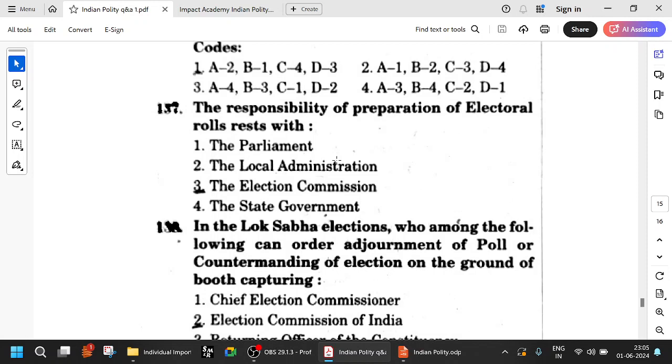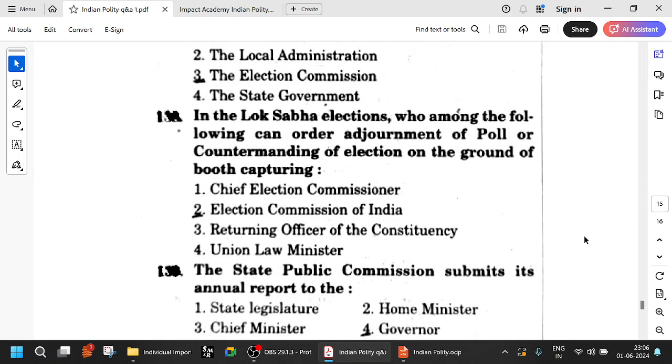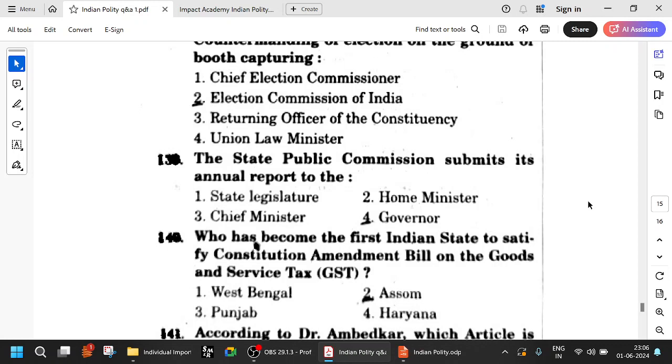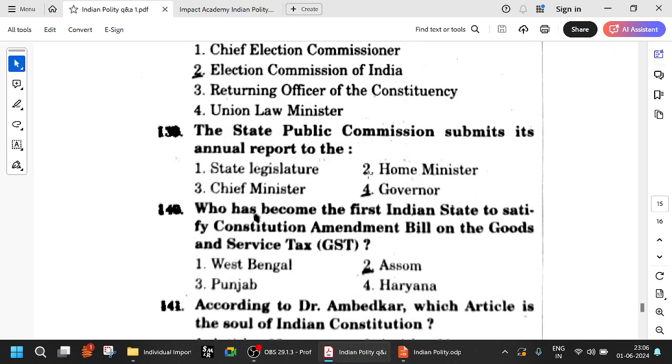So the responsibility of preparation of electoral roll rests with the election commission. Okay, not parliament or state government or local administration. Preparation of electoral rolls rests with the election commission. So in the Lok Sabha elections, who among the following can order adjournment of poll or countermanding of election on the ground of booth capturing? So obviously again election commission. Anything related to election, Article 324, okay, election commission deals with it. The state public service commission submits its annual report to the governor. Okay, UPSC submits to the president and state public service commission will submit to the governor and they will put it in the parliament or the assembly respectively.